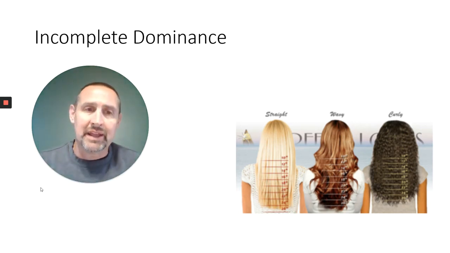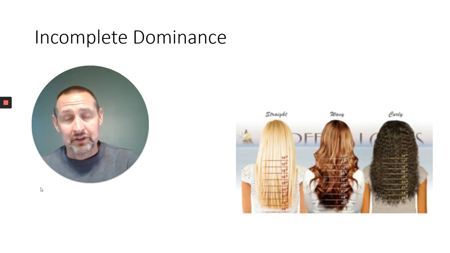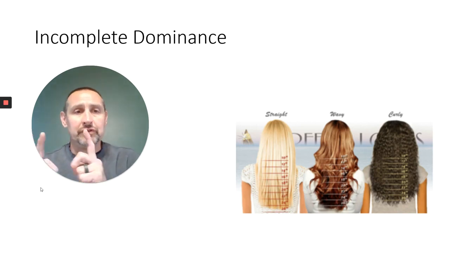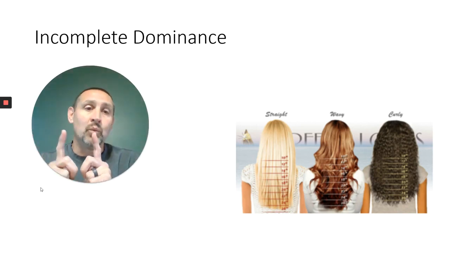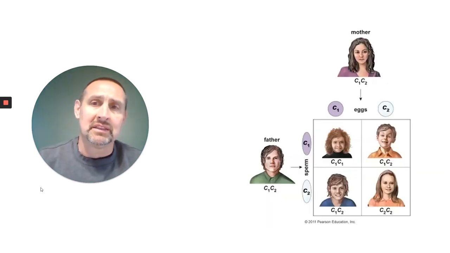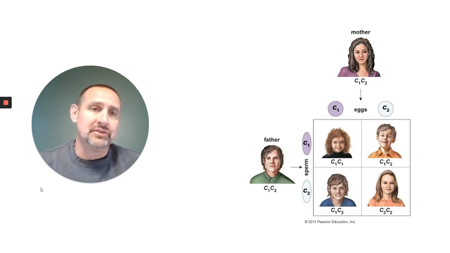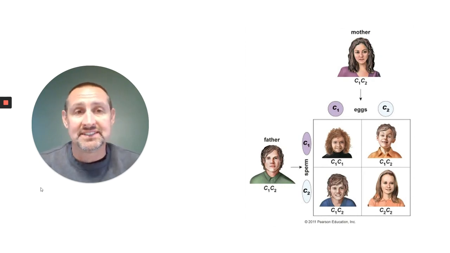So for example, hair in humans, you have a straight phenotype, you have a curly phenotype. But when you have one allele from each, you're going to get a wavy phenotype. So that Punnett square looks something like this. Now you'll notice they're using a C1, C2 convention. Others might just use S for straight, C for curly. And if you get a CS combination, it's going to be wavy.